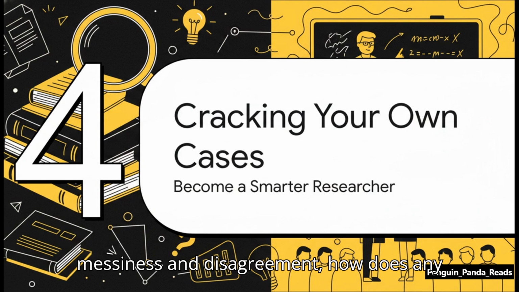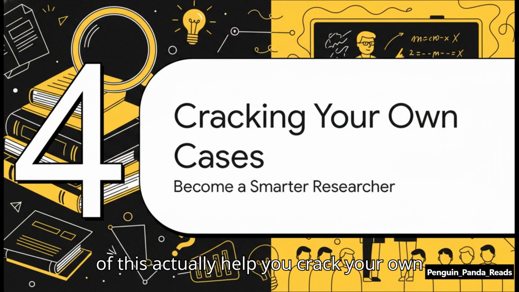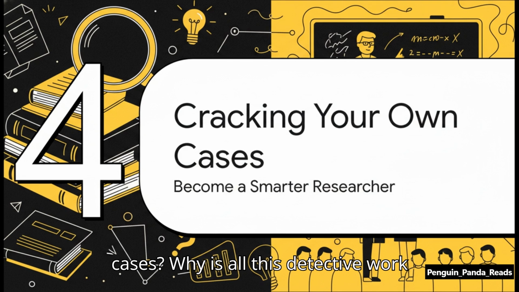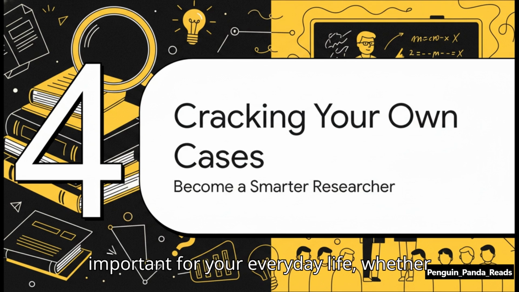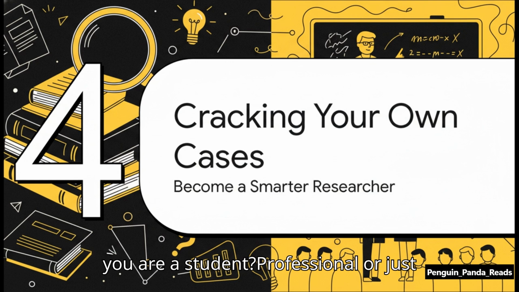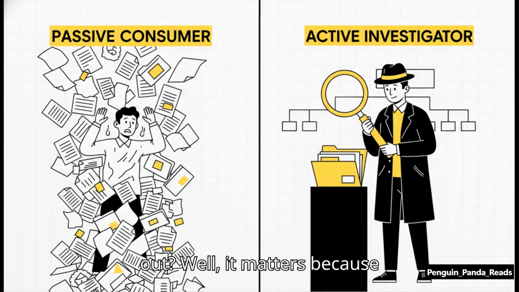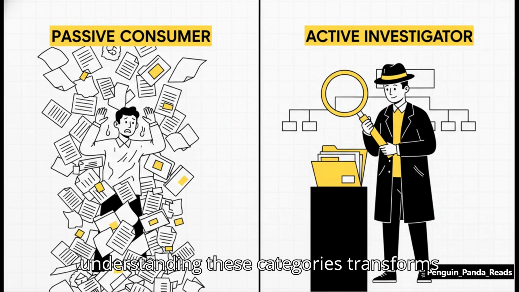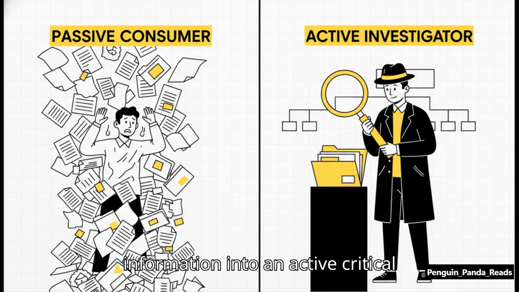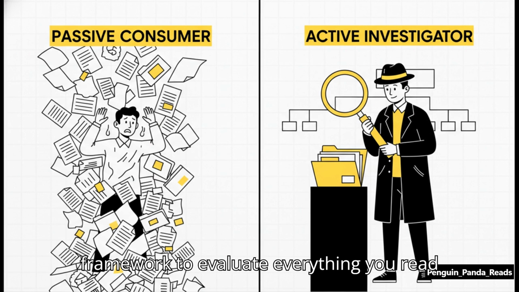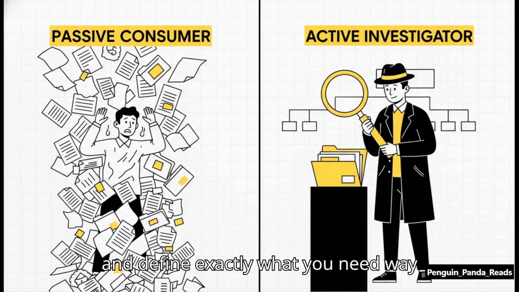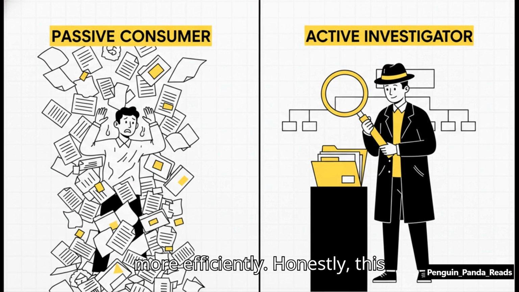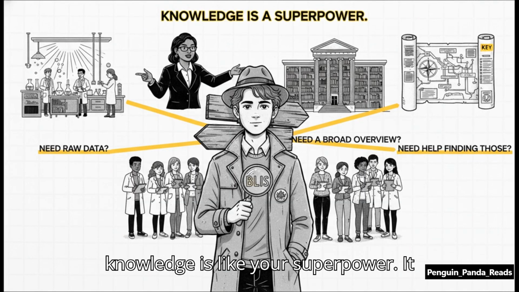So, with all this messiness and disagreement, how does any of this actually help you crack your own cases? Why is all this detective work important for your everyday life, whether you're a student, a professional, or just a curious person trying to figure things out? Well, it matters because understanding these categories transforms you from just a passive consumer of information into an active, critical investigator. It gives you a mental framework to evaluate everything you read and to find exactly what you need way more efficiently. Honestly, this knowledge is like your superpower.